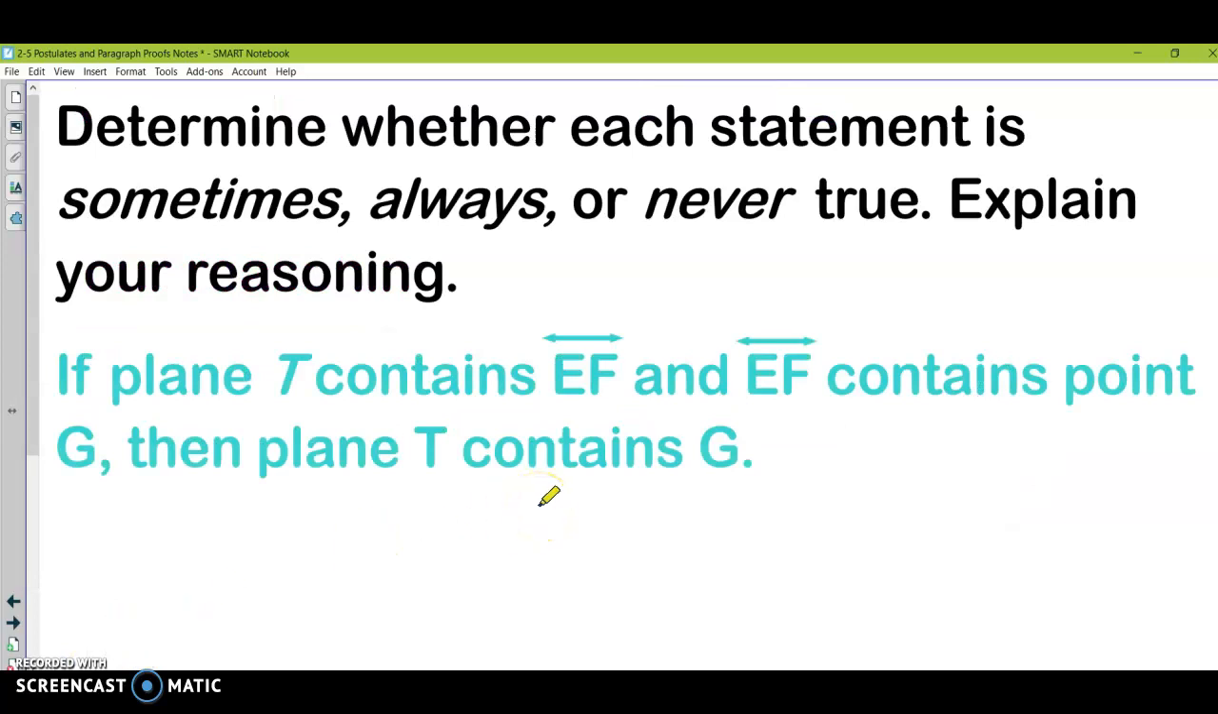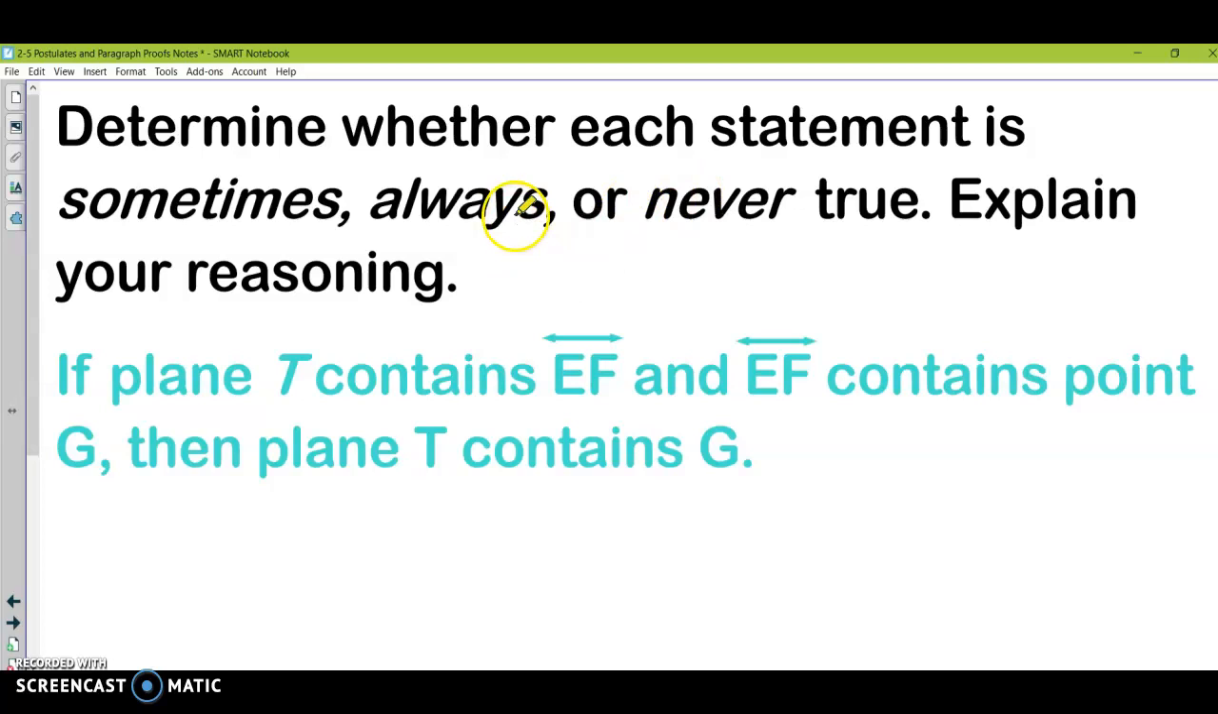So we can use these postulates to justify whether statements are sometimes true, always true, or never true. So when we explain our reasoning for these, we have some expectations. If we say that something is always or never true, we need to be able to justify it with a postulate, a theorem, a definition, etc. We have to use deductive reasoning to say, why is that always or never true?